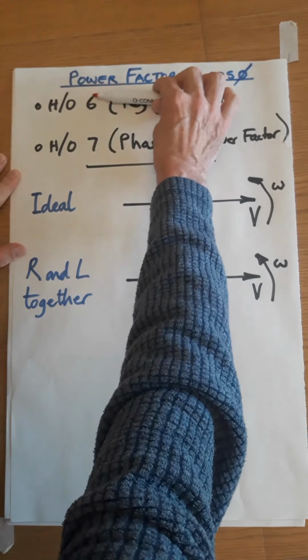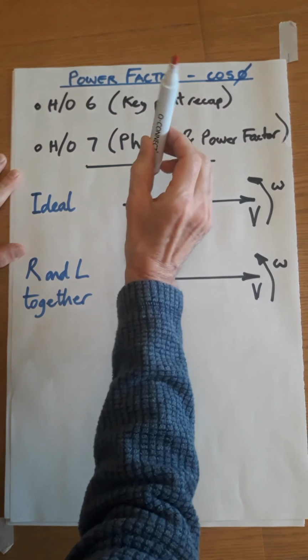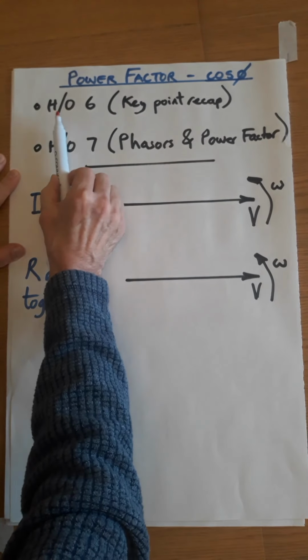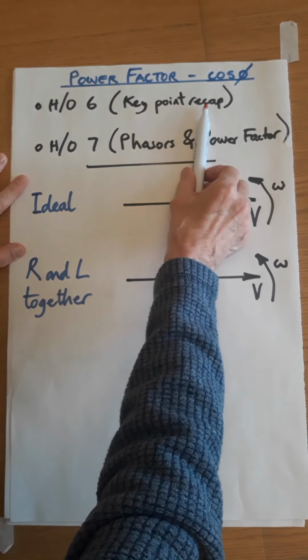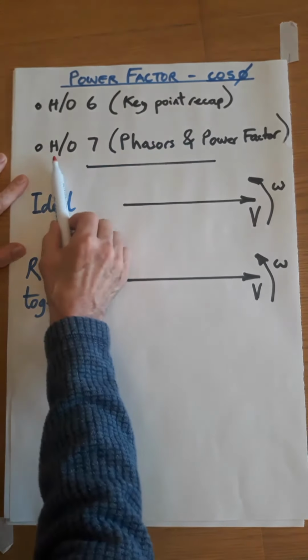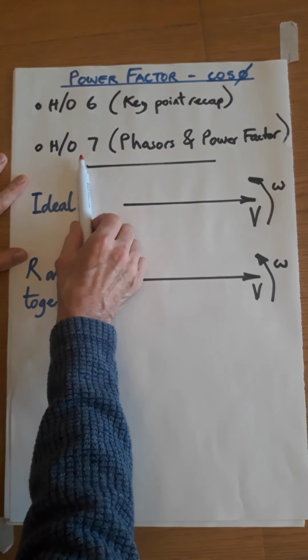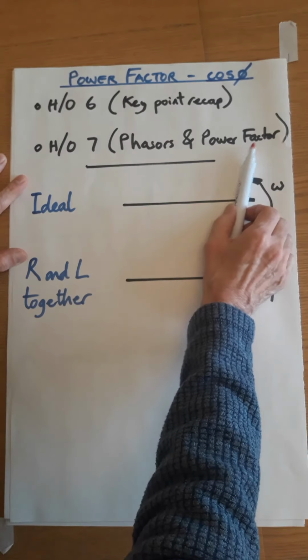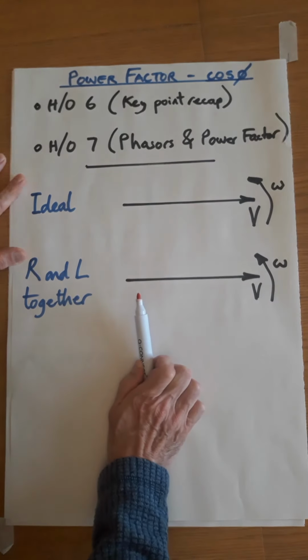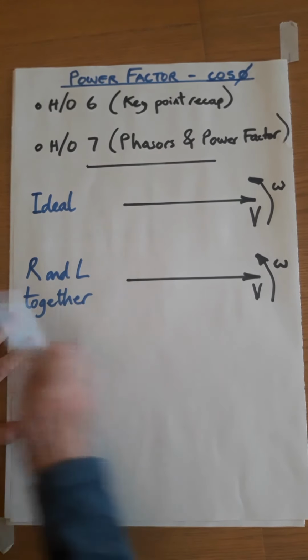Before we continue with this, to help you with everything that we do, you must at this stage have completed handout 6, the key point recap, and video 10 that goes with it. You must have completed handout 7, which is about phasors and power factor, and video 11 that goes with it. If you haven't done that, you may get a little bit stuck.